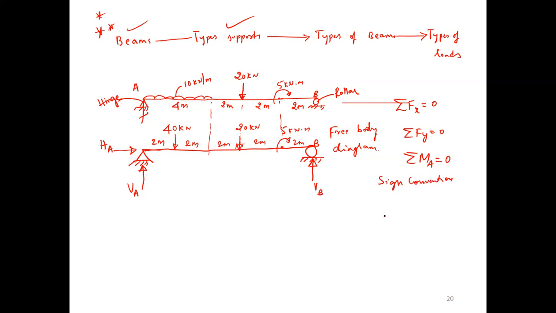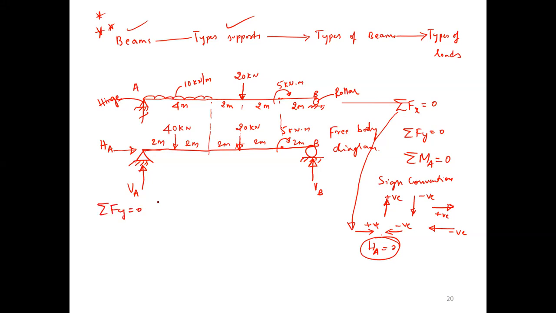Sign convention: vertical upward force is positive, vertical downward force is negative, right side horizontal force is positive, left side horizontal force is negative. When we talk about sigma Fx, right side forces are positive and left side forces are negative. Only one force, that is HA. So HA equals 0. Any doubts? No, sir.